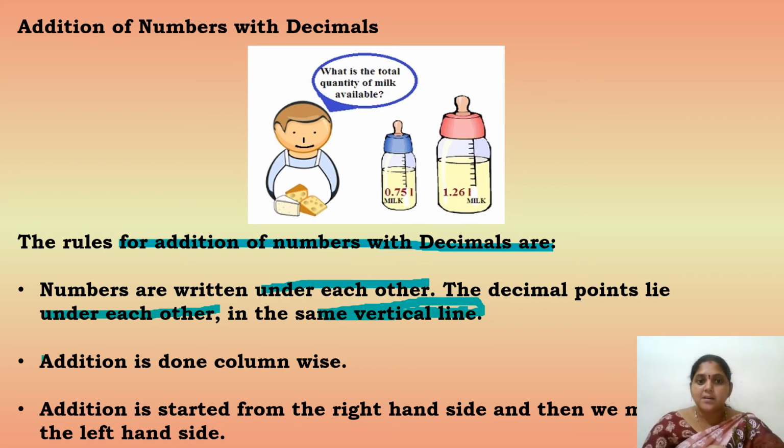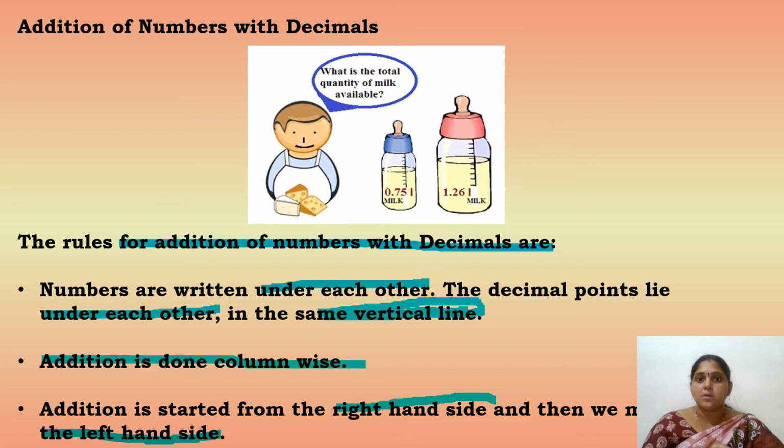Addition is done column-wise. Addition is started from the right-hand side and then we move to the left-hand side. First we have to start with the right-hand side and end with the left-hand side. Understood? Here I have taken some examples.